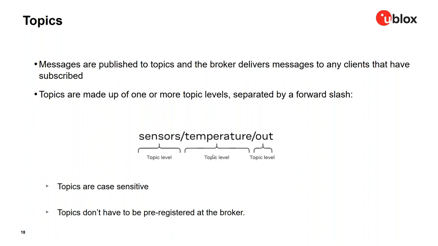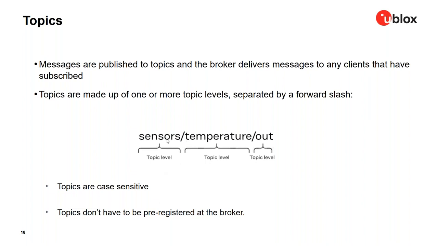MQTT messages are published to topics, and the broker delivers messages to clients that are subscribed to that topic. And topics can be made up of one or more different topic levels separated by a /. In this example here, we have 3 topic levels. One to indicate the type of device, it's a sensor device. One to indicate the type of sensor which is sending a value, and one to indicate the next level of message. The topics are case sensitive, and they don't have to be pre-registered at the broker.